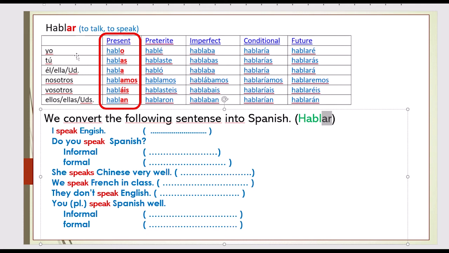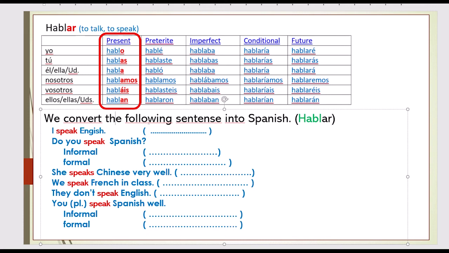Let's do some examples with only the present tense. Because in Spanish verbs, the present tense, the past tense, the past imperfect tense, the conditional tense, and the future tense all have different conjugations, so you have a lot to remember when you conjugate the verb with different pronouns. Here, I only concentrate on the present tense to make it easier for you to study.